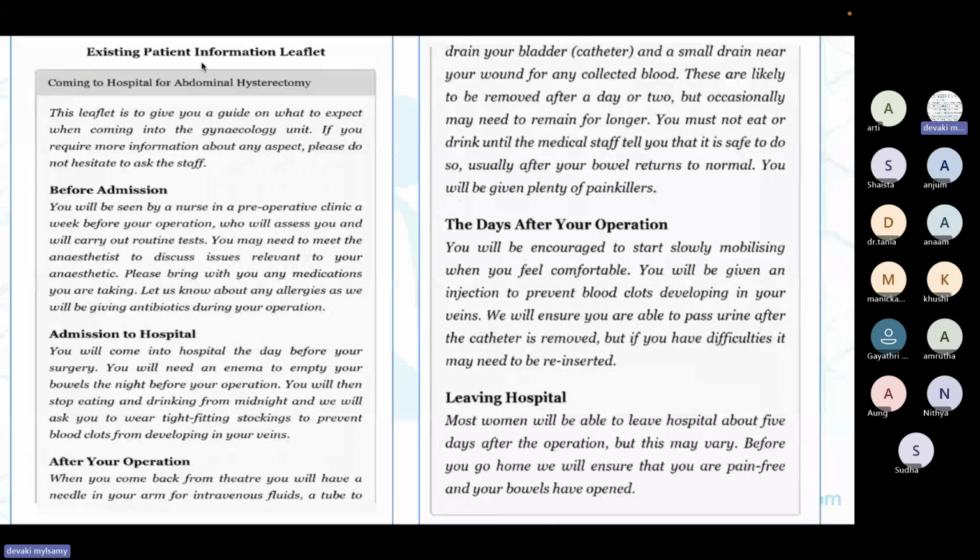With these points, I would like to suggest a new format with these changes for this patient information leaflet of abdominal hysterectomy with enhanced recovery. So these are the points which I need to mention. Do you want to add anything? That much as of now I am getting. Any mention about follow up?